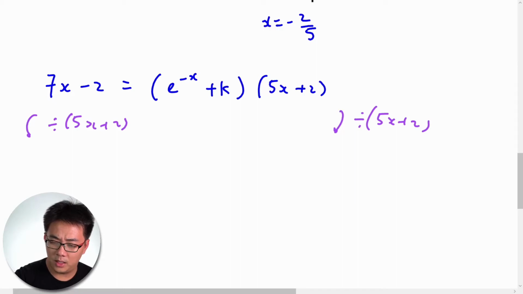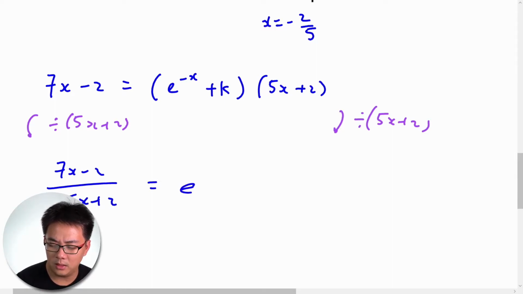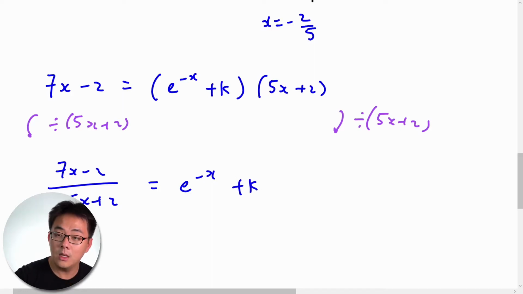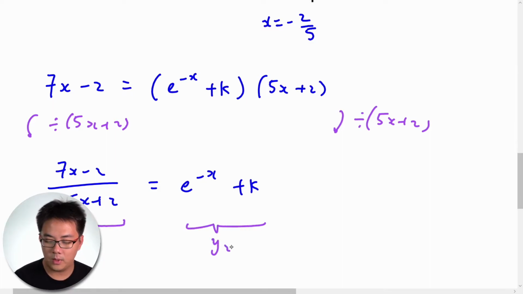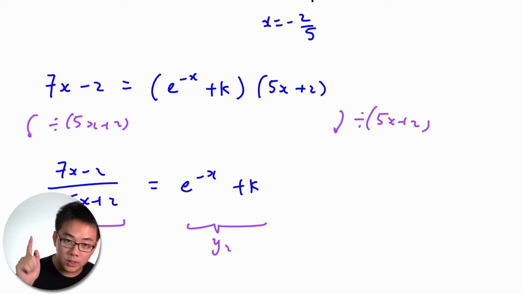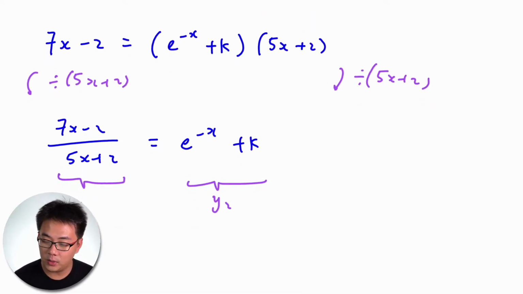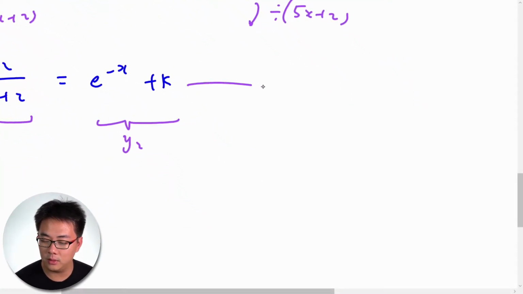So this one would be (7x minus 2) over (5x plus 2) equals e to the minus x plus k. Okay, so this would be my y1, and this is my y2. Now you realize that to find the range of k, what you need is actually to understand what k is and what the shape of y2 is.